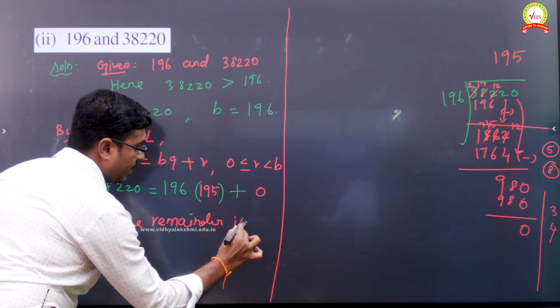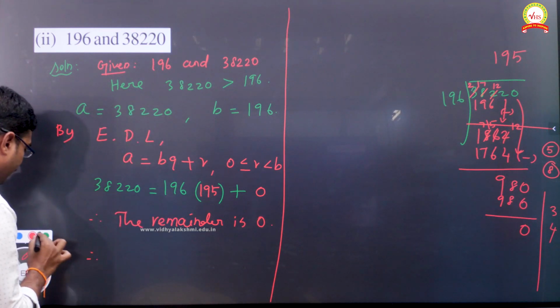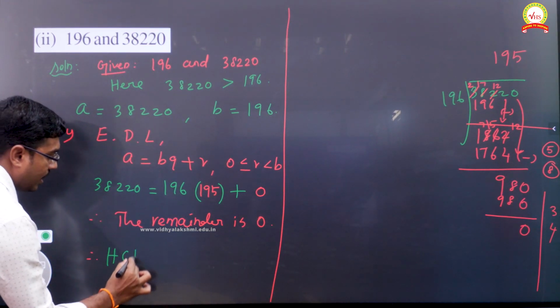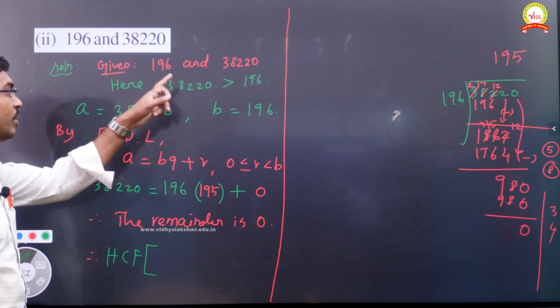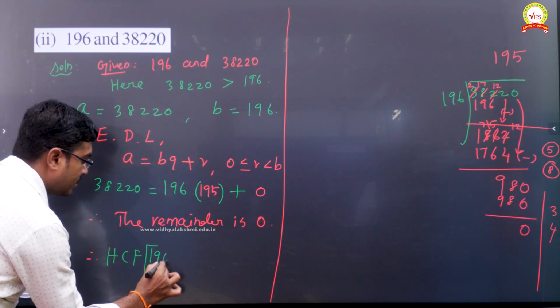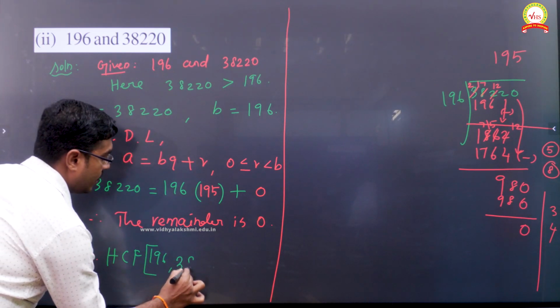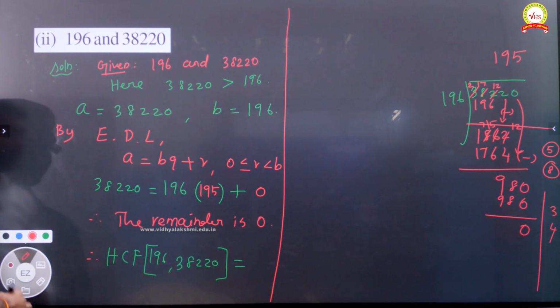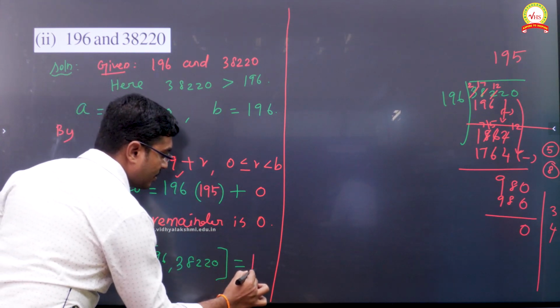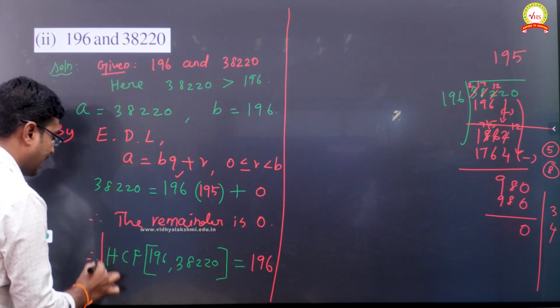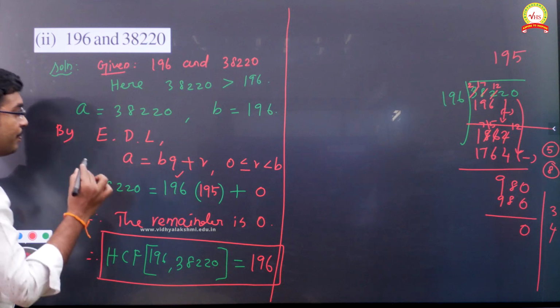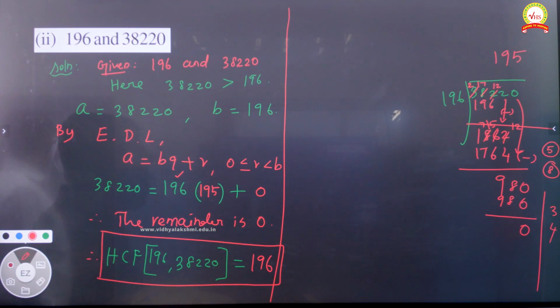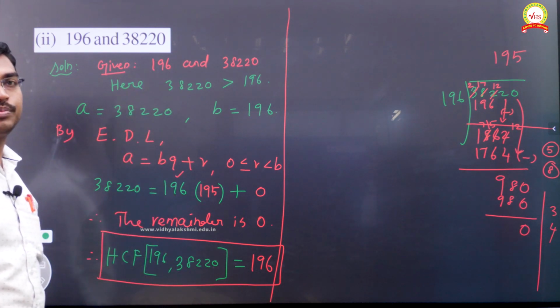Therefore, the remainder is 0. Therefore, HCF of the given two numbers, 196 and 38220. So what is the HCF? 196. So this is the result for the second sum. I hope you understood it clearly. I hope you all understood all the steps.